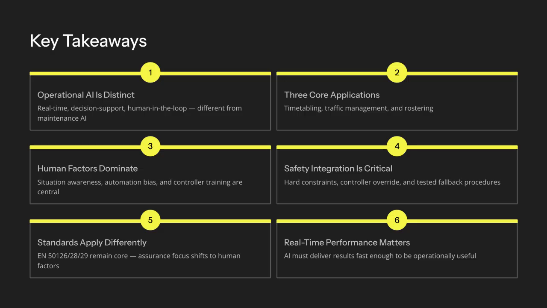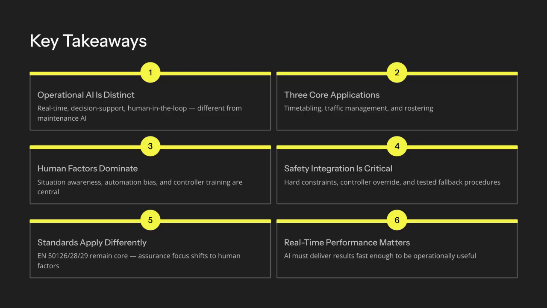We established this early in the lecture, and everything that followed reinforced it. Maintenance AI detects defects, predicts failures, works offline with time on its side. Operational AI does something harder. It supports real time decision making under time pressure, under uncertainty, when the consequences of a wrong call are immediate. That difference in context changes the entire assurance picture.